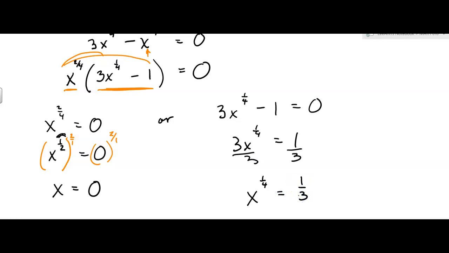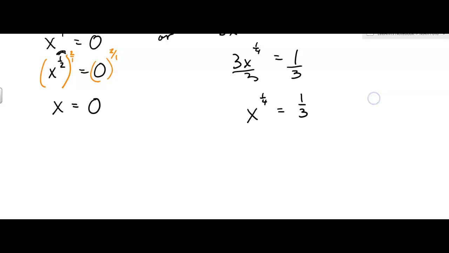And then I'm running out of room. I have to get rid of that exponent that's a 1/4. So I'm going to raise both sides, put those parentheses in, to the reciprocal of 1/4, which is 4. 4 over 1 if you want, but it's just going to be 4. Okay? And so on the left, I get x to the first power because 1/4 times 4 is 1.